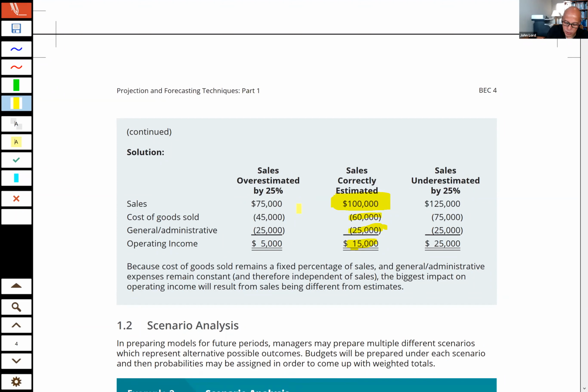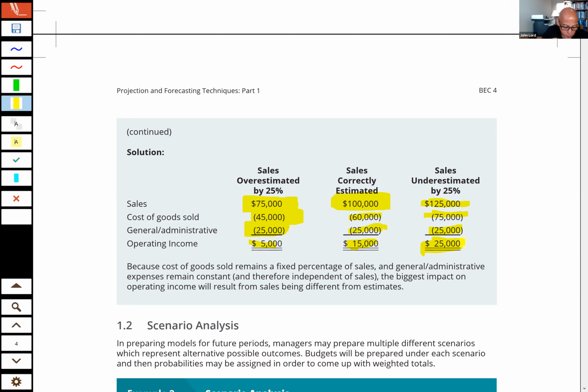If sales come to what? To 75,000, again, the cost of goods sold will be 60% of the sales, and they've told us that the general administrative expenses stay the same. If we are up 25,000, then again, 100 to 125,000, then the cost of goods sold will be 75,000, and they've told us selling and administrative expenses stay the same.